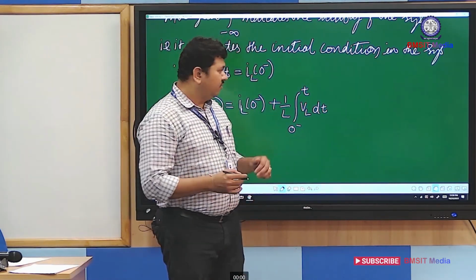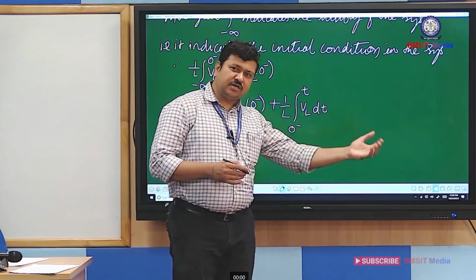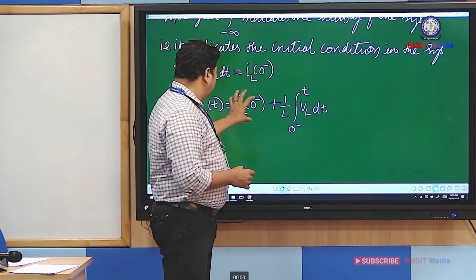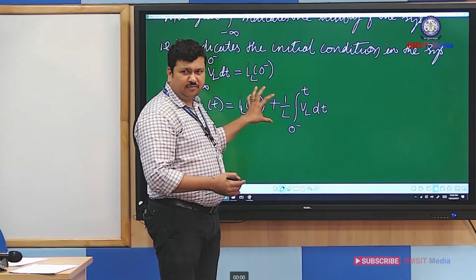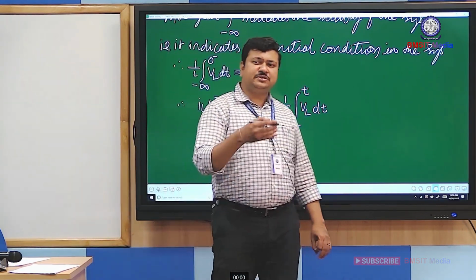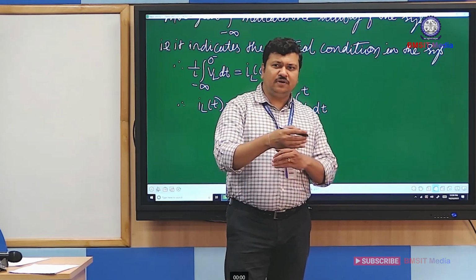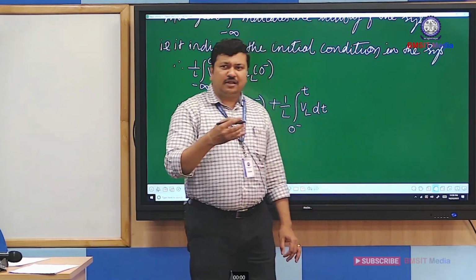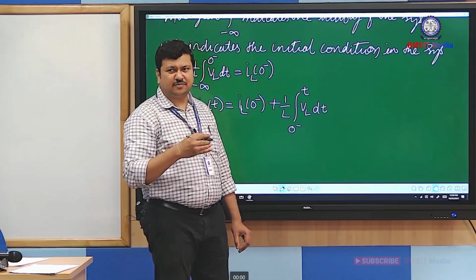Now I know what has happened after the switch is closed at steady state condition. I have this current IL of 0 minus before the switch has operated. I already know that after the switch has operated and when t is under steady state, t tending to infinity means steady state condition. Under steady state condition, what happened to the inductor? It is operating as a short circuit.